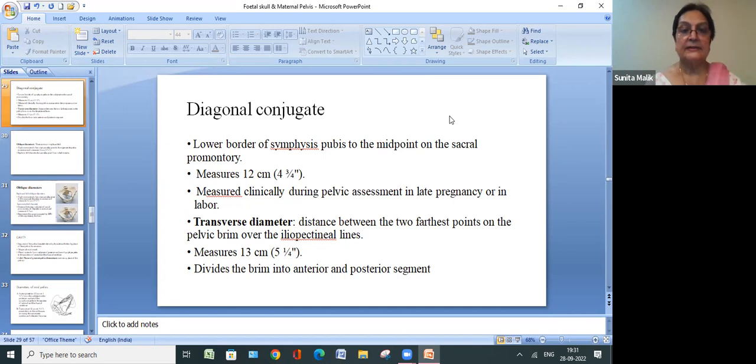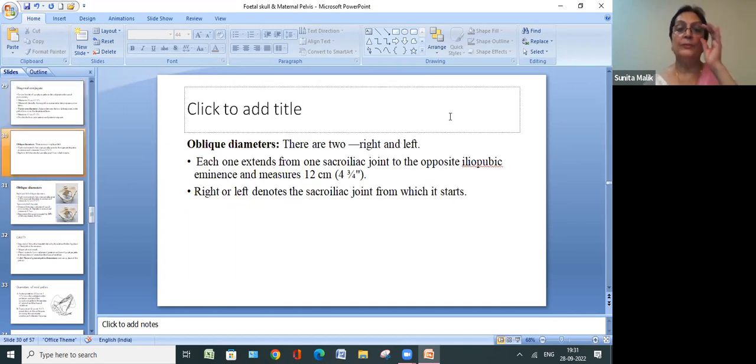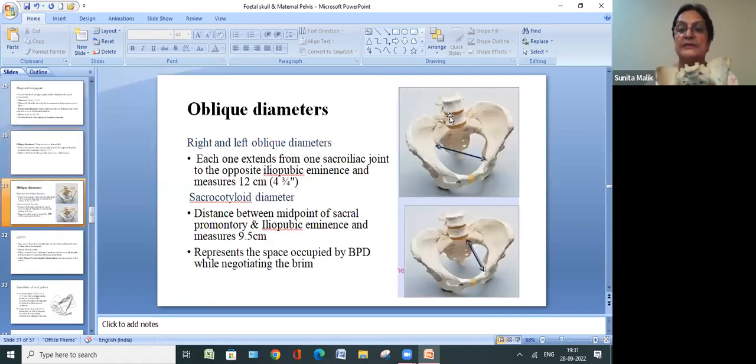Next is the oblique diameters. We have two oblique diameters, right and left. Each one extends from one sacroiliac joint to the opposite iliopectineal eminence, and this is about 12 centimeters. Right or left denotes the sacroiliac joint where it starts. So if it starts from here till this, then it is the right oblique diameter, and similarly the left oblique diameter. These are the two oblique diameters.